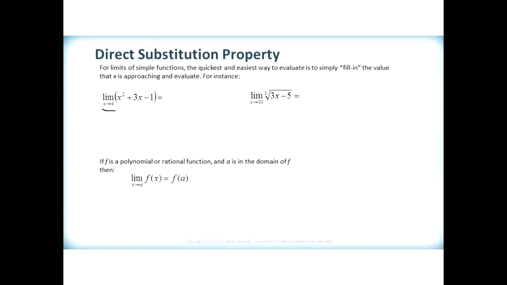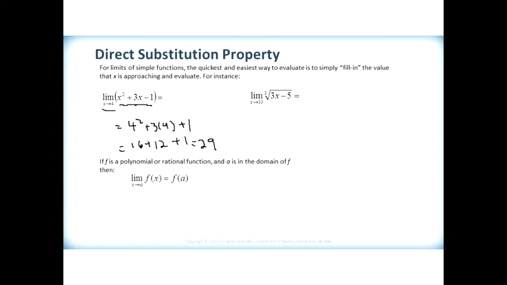Well, this is a nice polynomial function, and it's continuous and all that good stuff. So if I want to evaluate the limit at any value of x, all I have to do is fill it in. So this would be 4 squared plus 3 times 4 plus 1. So that's 16 plus 12 plus 1, and that's going to be equal to 29. Okay, so that's really straightforward.